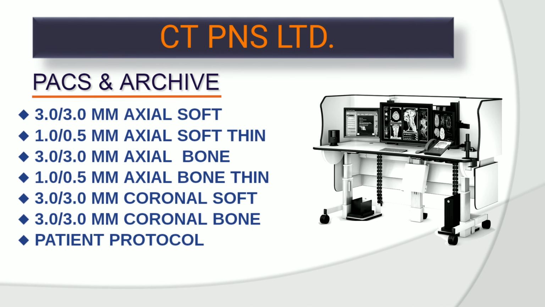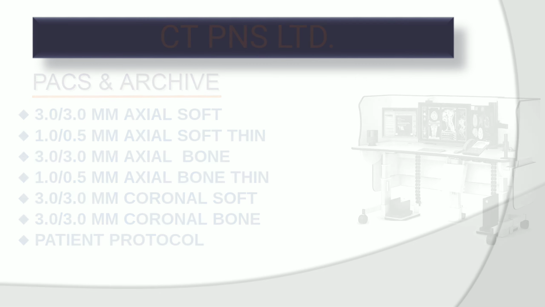Data for PACS and archive: 3 by 3 mm axial soft, 1 by 0.5 mm axial soft thin, 3 by 3 mm axial bone, 1 by 0.5 mm axial bone thin, 3 by 3 mm coronal soft, 3 by 3 mm coronal bone, and patient protocol.